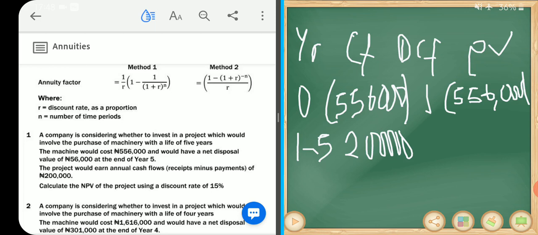By the time you punch this formula into your calculator, or you do it in rough work, you will get your value. So let me press it on my calculator here. We have 1 minus open bracket 1 plus 0.15, close the bracket, raised to power minus the number of years, 5, all over 0.15. The value I have here is 3.352.